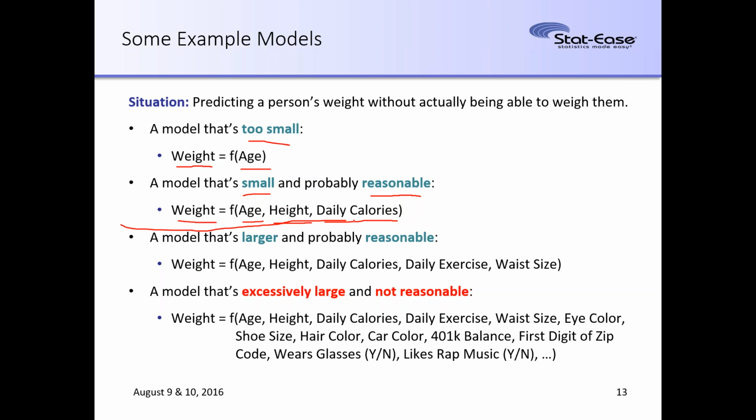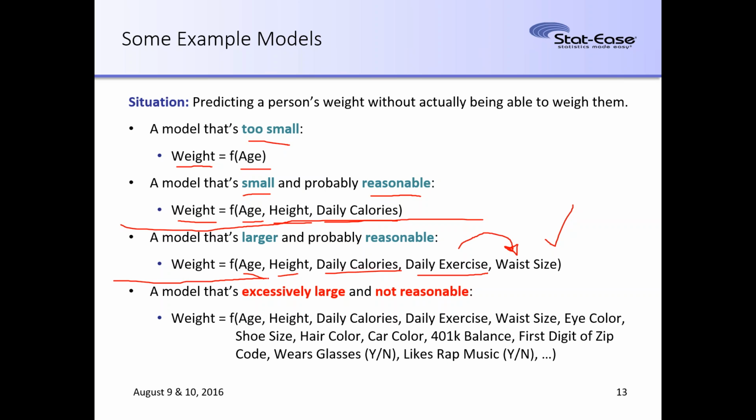We could go up another step here to this model and say we'll try to predict somebody's weight as a function of their age, height, their daily calories, how much exercise they do each day, and their waist size. Okay, now this model is larger, but to me it seems like it could still be reasonable. However, I would start to worry about some of these factors being redundant, meaning if I know somebody's age, height, daily calories, and daily exercise, I could probably get a good prediction of their waist size as well, but intuitively this doesn't seem like a terrible model.